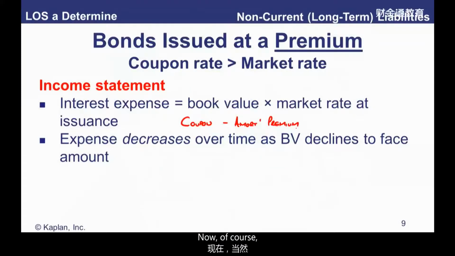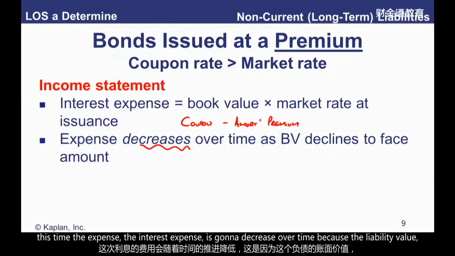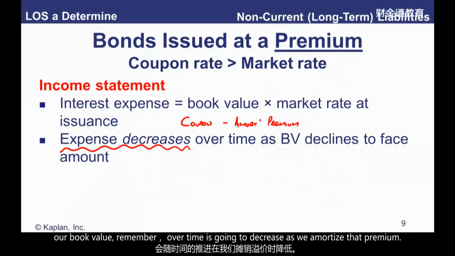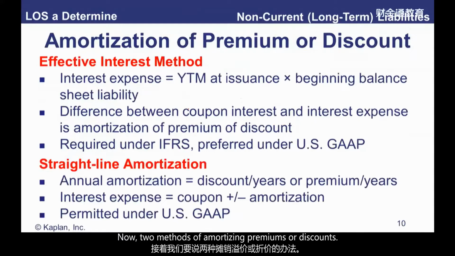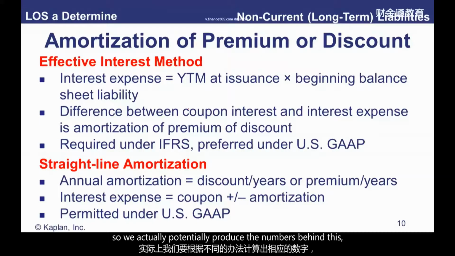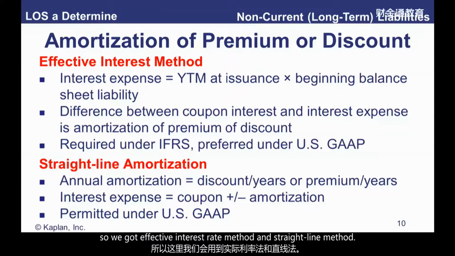Now, of course, this time the interest expense is going to decrease over time, because the liability value, our book value, remember, over time is going to decrease as we amortize that premium. Now, two methods of amortizing premiums or discounts. And notice our LOS is determined, so we've got to be able to actually potentially produce the numbers behind this. So we've got the effective interest rate method and the straight line method.